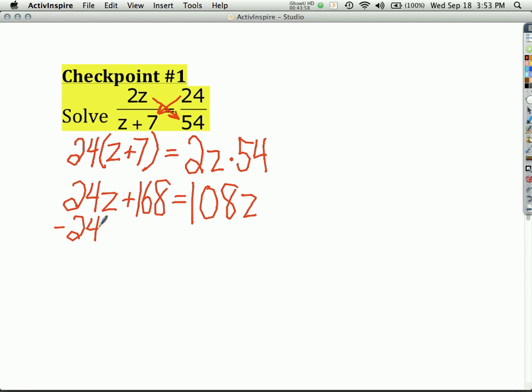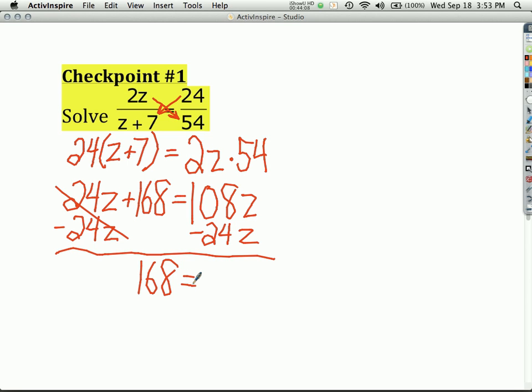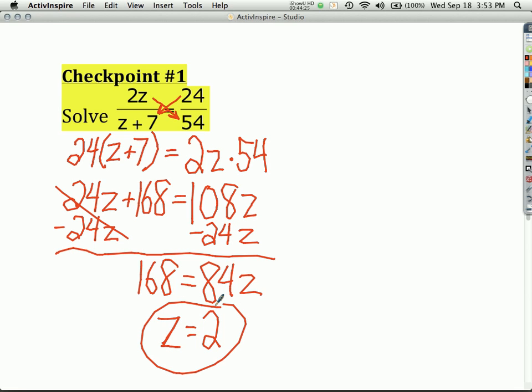Subtract 24z from both sides. This disappears. You get 168 equals what? Edgar? 84z. You don't even have to do the last step. 84 times 2 is 168. Okay? So z equals 2. Comments or questions? Okay? Anyone want to share where their mistake was to help the rest of us?